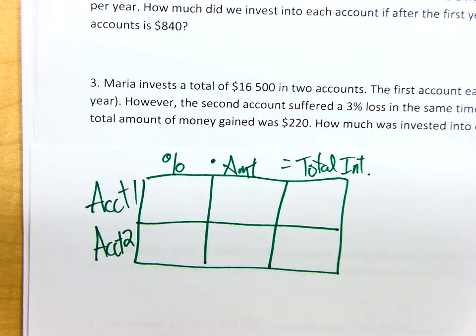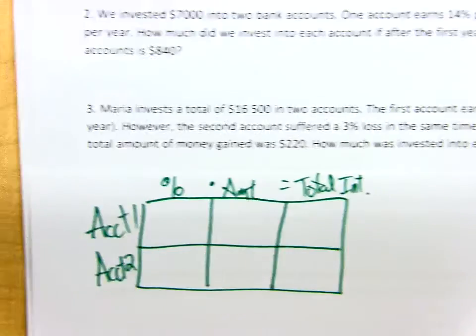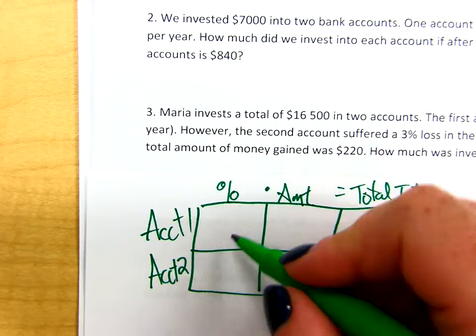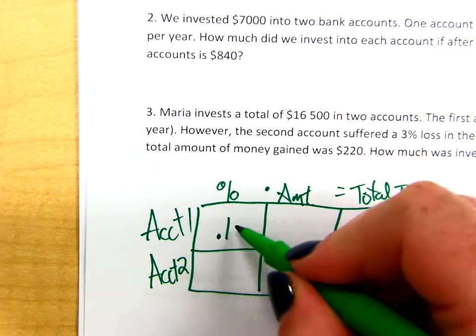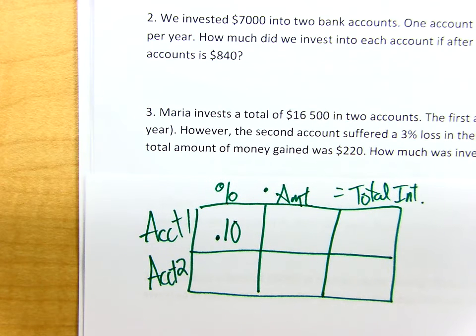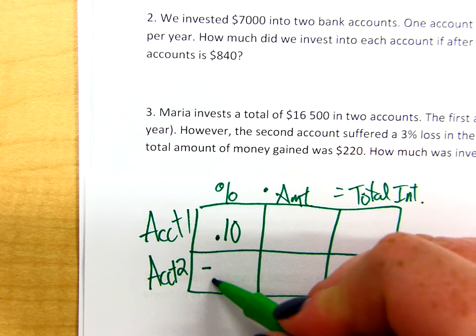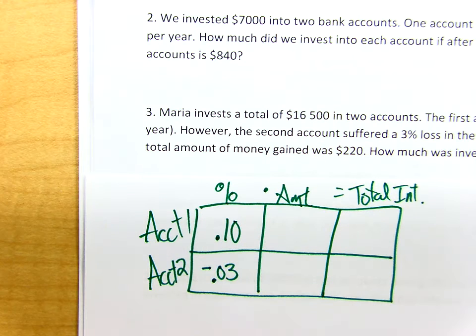All right? So if I read the equations, the first account earned a rate of return of 10%. So what goes right in this box? 0.1. You always put in your percent as a decimal. So you can do 0.10 if you want. Now, the second one suffered a 3% loss. Negative 0.03. Exactly. Because it was a loss, we're going to do a negative 0.03.